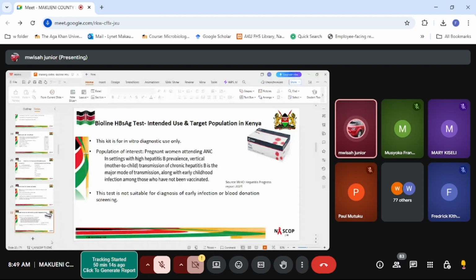To explain on that slide, these kits, the Abbott kits, were supplied by NASCO through KEMSA only for ANC. They are targeting the ANC clients. But as our county, we buy hepatitis kits from MEDS. There are some kits we receive from MEDS. So we can also use the test kits for diagnosis, but not for blood donation screening.